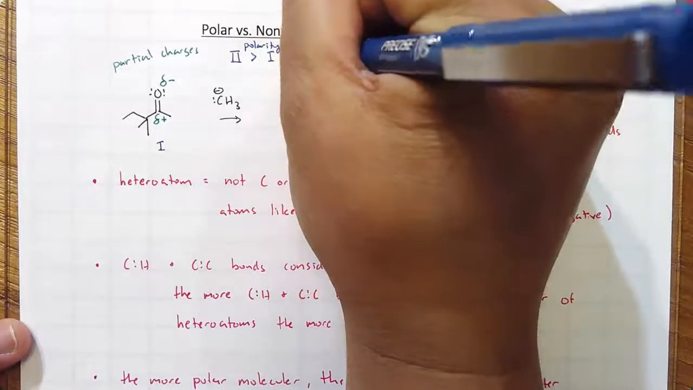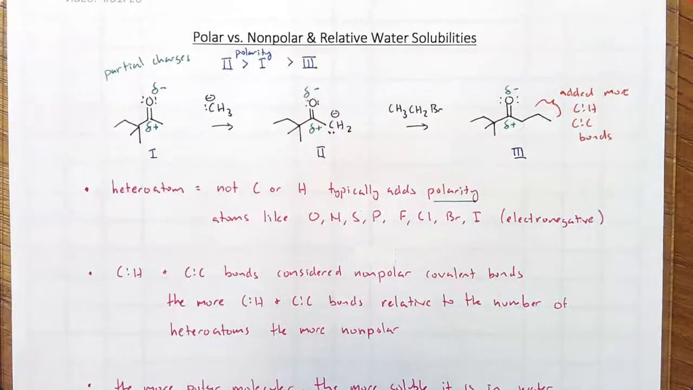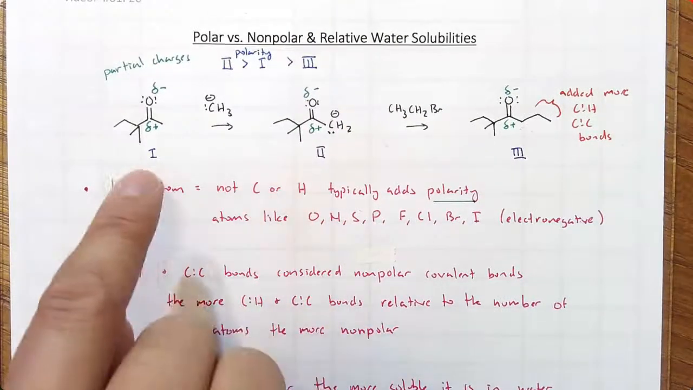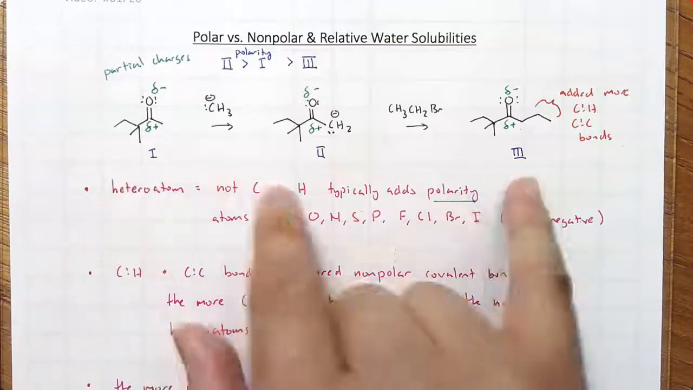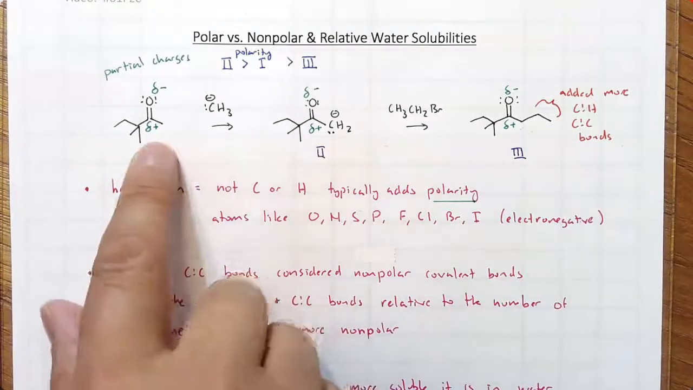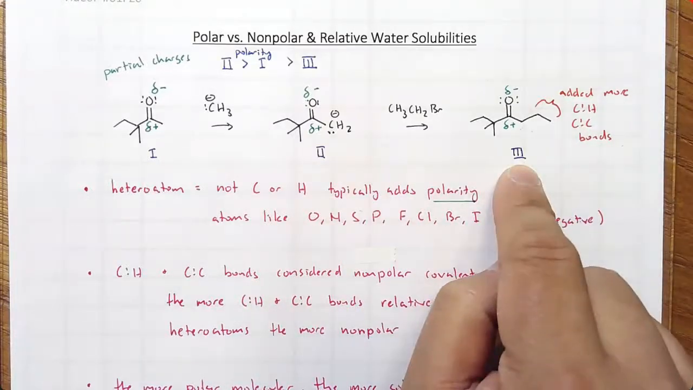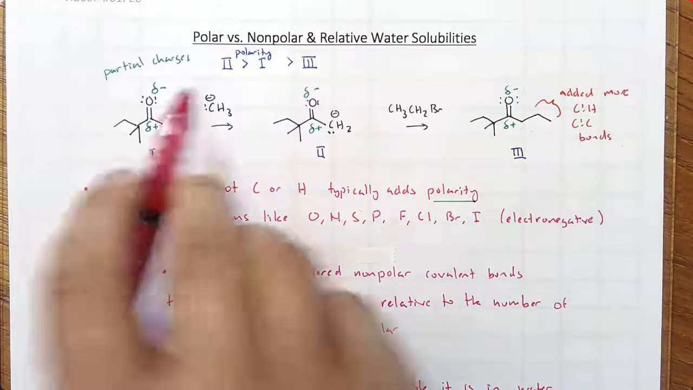And your trend would look like that. 2 is the most polar, followed by 1, and then 3 because we have added carbons, but we didn't really add polarity. We didn't add any heteroatoms. Then 3 is the most nonpolar, or you could say the least polar.